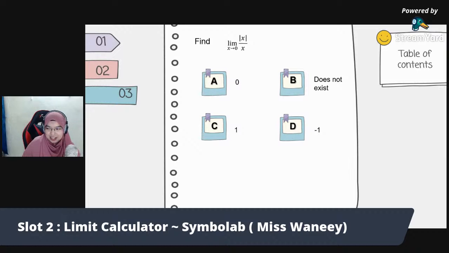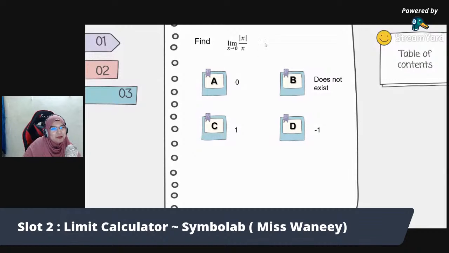A, B, C, D. Okay, so now the answer is... tak apalah. The answer kita buat surprise. Kejap. Okay, so let's see.